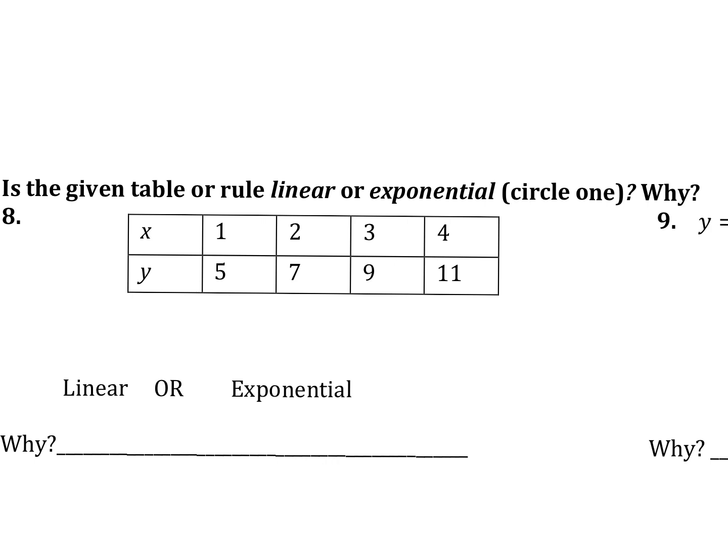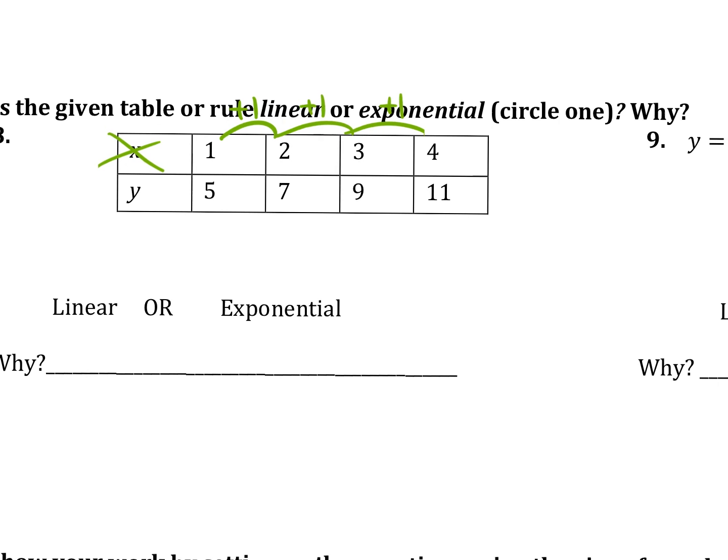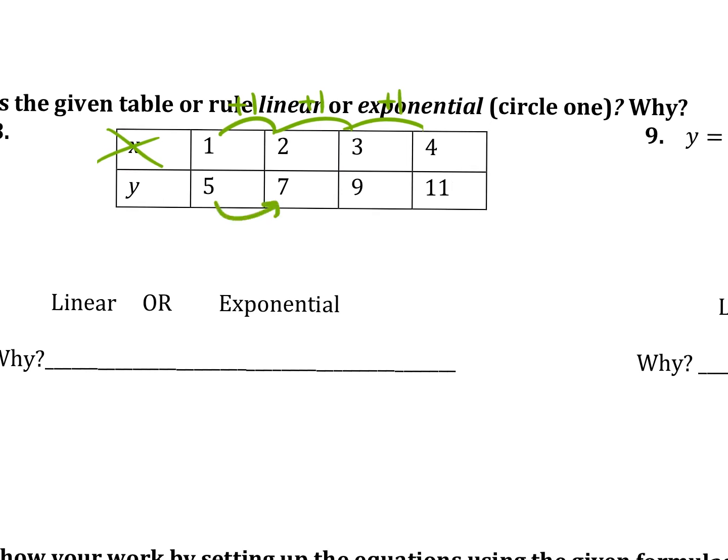Multiplying or adding, which one? X or Y? Your Y value. So the X value is always going to be +1 on these. Okay, so that doesn't matter. We're not really looking at the X value. When your X is constantly changing like that, then what is your Y doing? To get from here to here, or here to here, what are we doing? You're adding 2. So if you're adding the same thing every time, is that linear or exponential? It's linear.